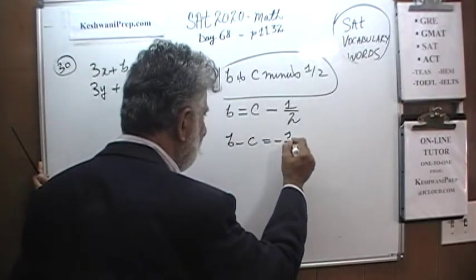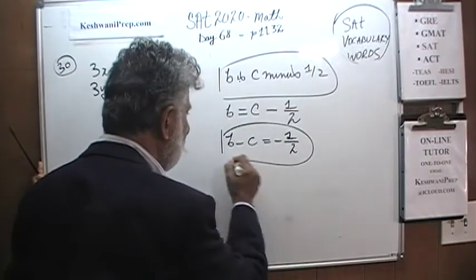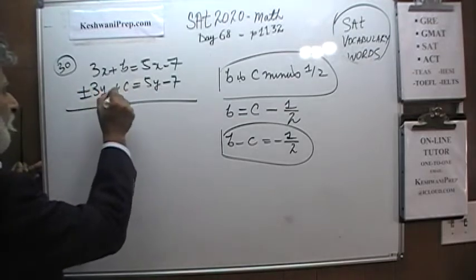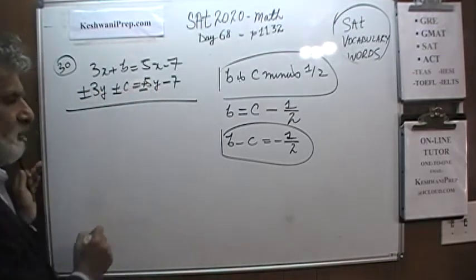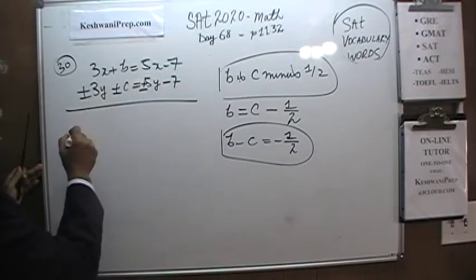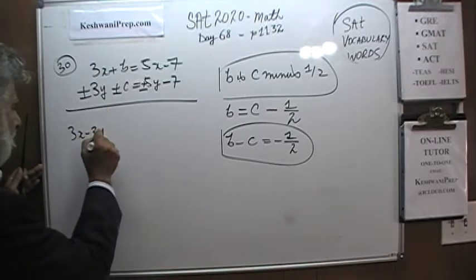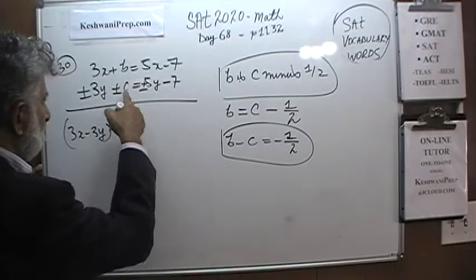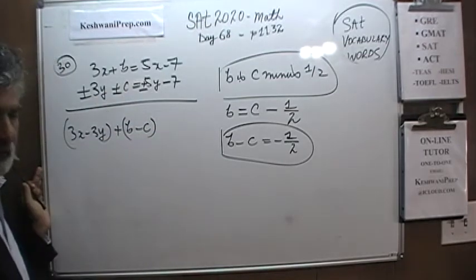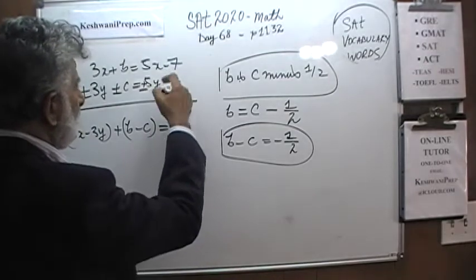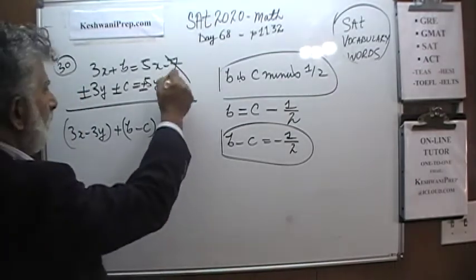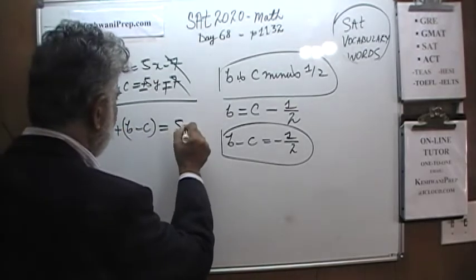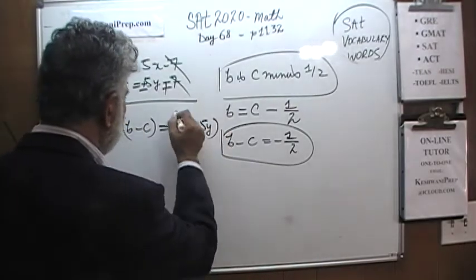Now we are getting someplace, because we can get b minus c out of this one by subtracting the second equation from the first one. This plus becomes minus. There we go. 3x minus 3y. Here we go, b minus c. We're going to get this here. And on this side, negative 7 and a positive 7 is going to drop out. I forgot to change the sign there. And we end up with 5x minus 5y. Let's continue.